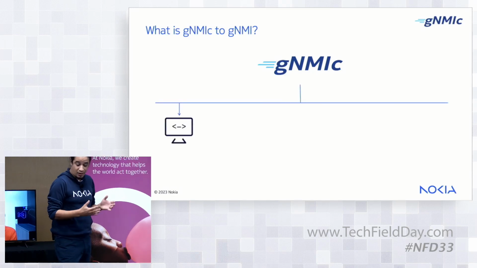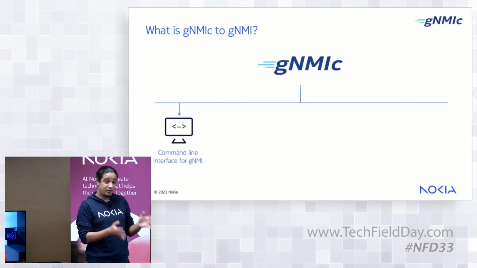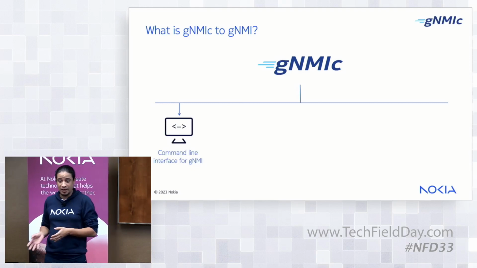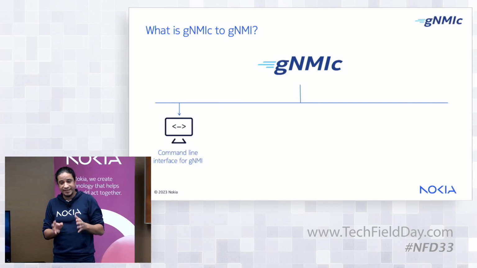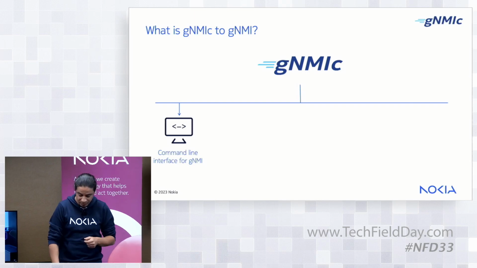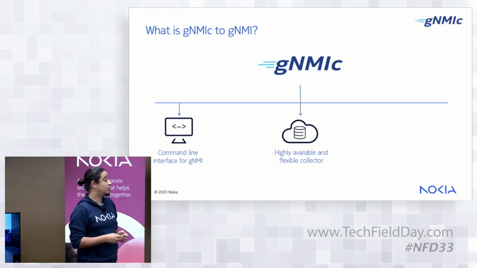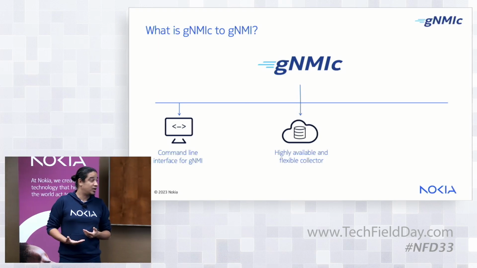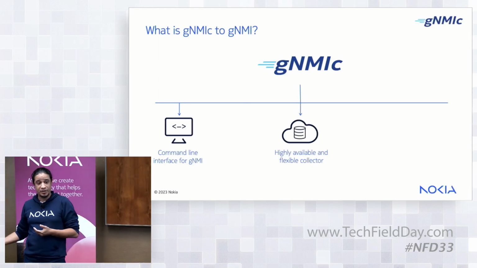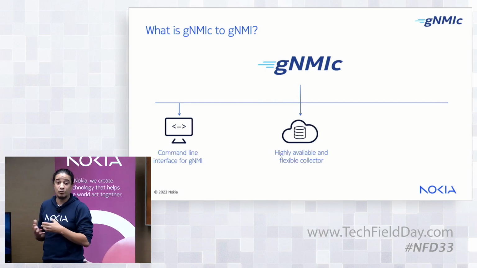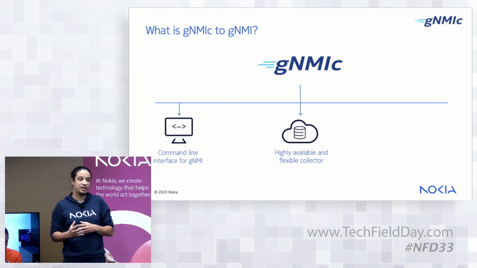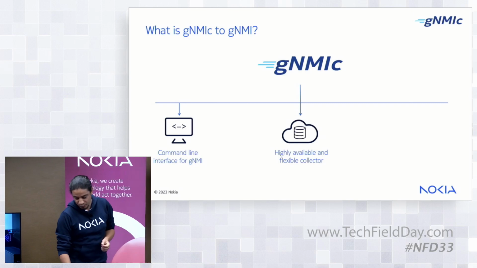So first, it's a command line interface for gNMI. Every RPC has a corresponding command, so you can do gNMIc capabilities, gNMIc get, gNMIc set, and subscribe. It's also a highly available and flexible collector. Using the subscribe RPC, you will be able to collect metrics or data from your router, modify them if you want, and write them to different outputs.